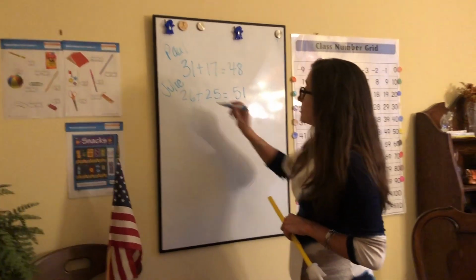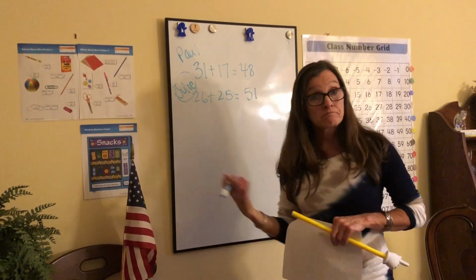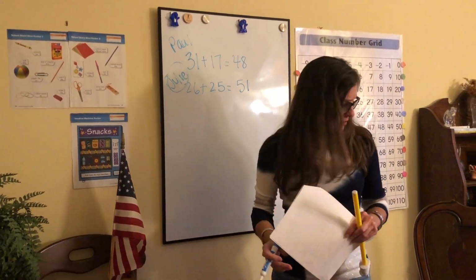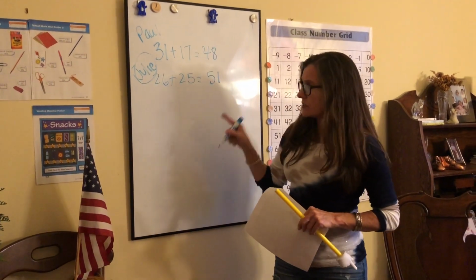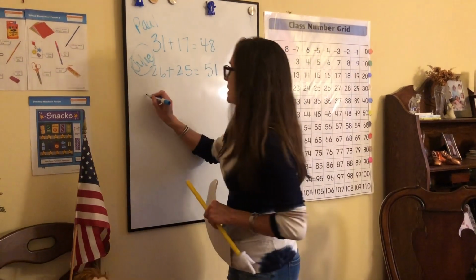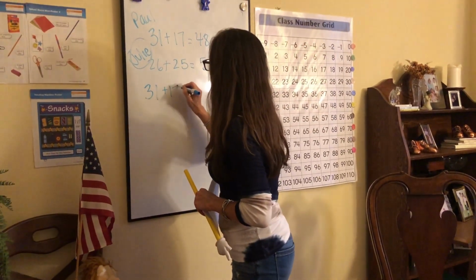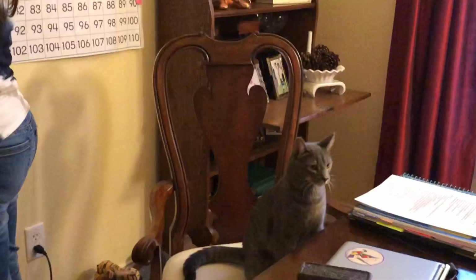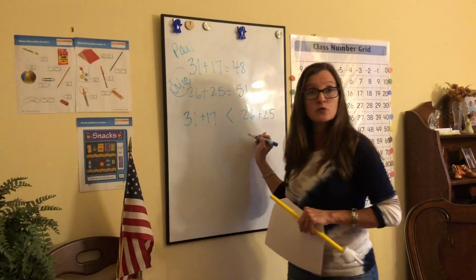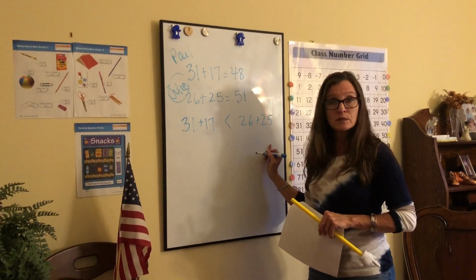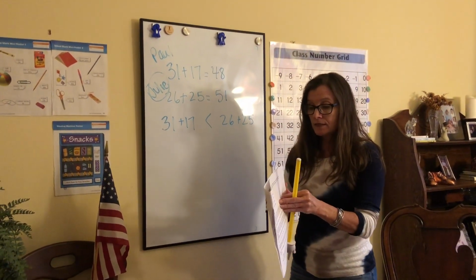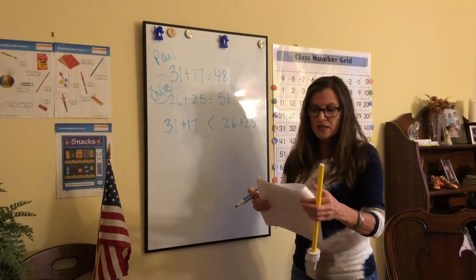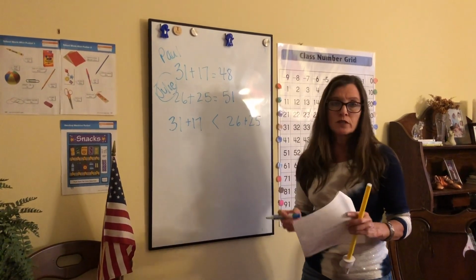So who spent more this time? Julie. There you go. So again, you could write a same relation symbol, less than, greater than, or equal to, by saying 31 plus 17 is less than 26 plus 25. And that would be a true statement of these number models. All right, I'm going to erase this board, and then I'm going to go over, actually no, I'm just going to tell you what your math work is today.